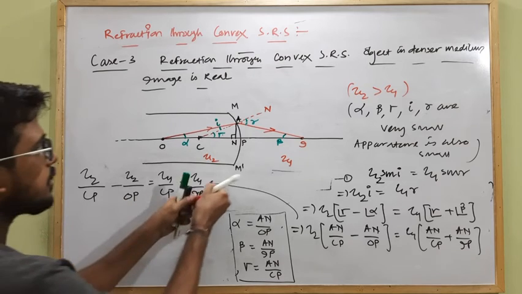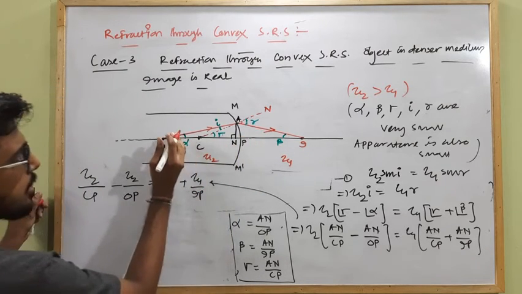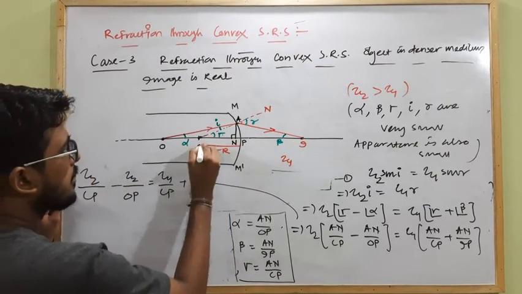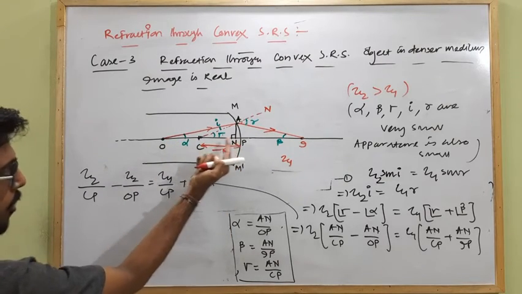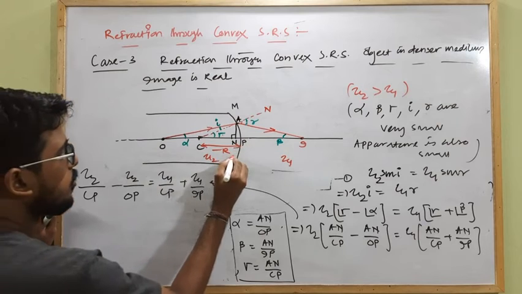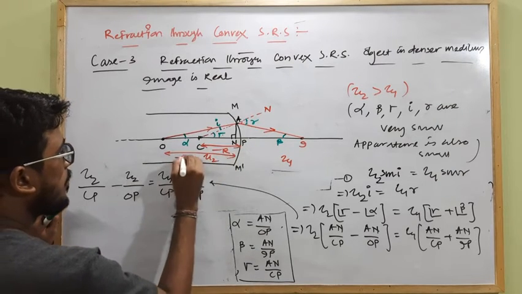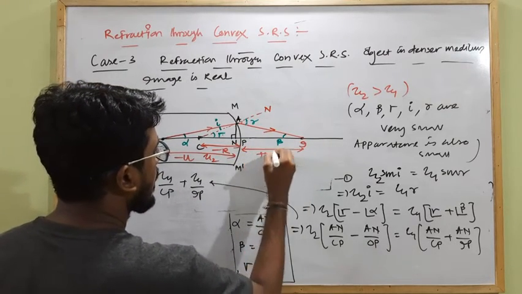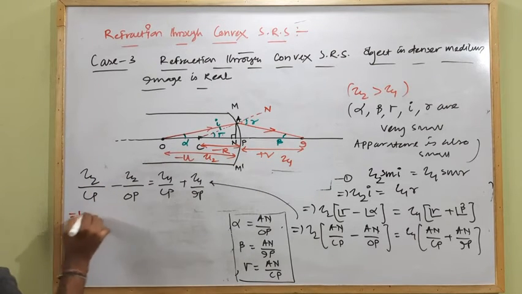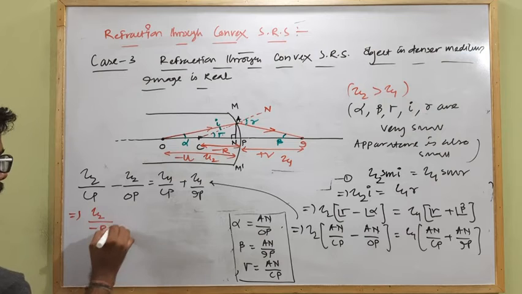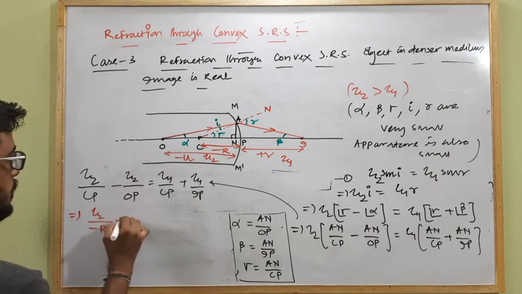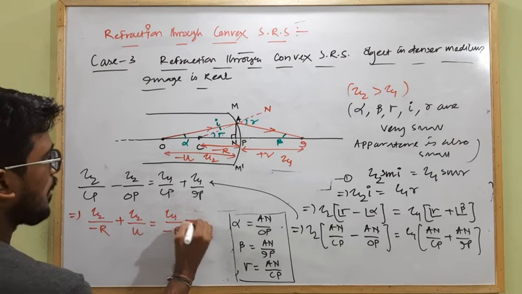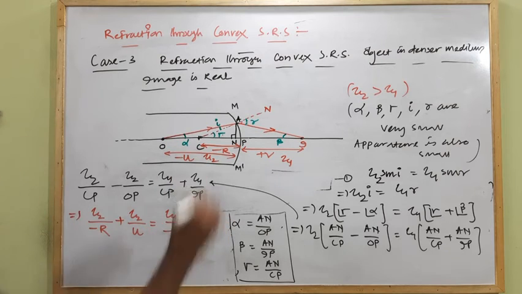So what is CP? CP is the radius of curvature. As it is measured from the pole towards the left and incident rays are going along right, CP will be minus R. Again, OP also measured opposite to the direction of propagation of incident ray, so OP will be minus U, and IP is measured along the direction, so it will be plus V. So now replacing all this with sign convention, mu2 by CP will be minus R, minus of mu2 by OP, that is plus mu2 by U, equal to mu1 by CP, that is minus R, plus mu1 by IP, that is V. Clear?